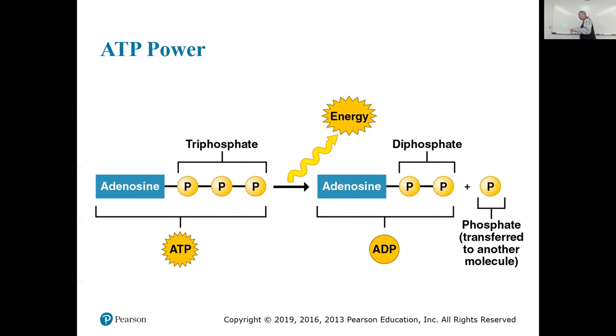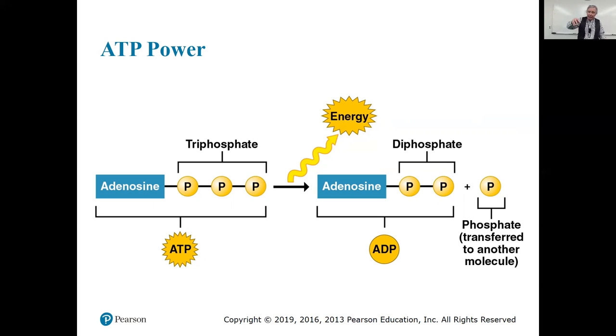And there's the ATP power. So there's the ATP, adenosine triphosphate. Now those bonds between those yellow phosphate groups, they're really high energy, particularly the last one. And so what happens is ATP is broken down to ADP, adenosine diphosphate, plus one phosphate, and energy is released. And that energy can be used to do work.